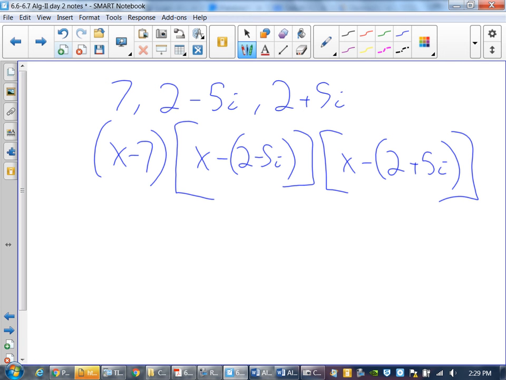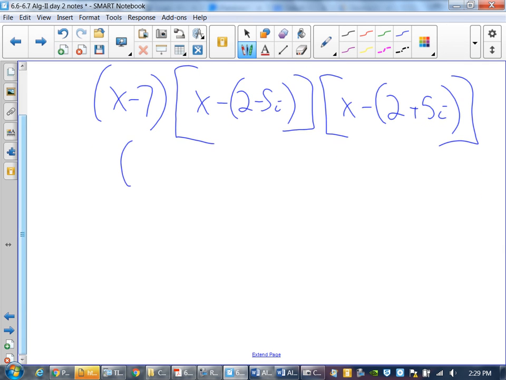Well, if your zero is 7, what's your term? x minus 7. If negative 4 was your zero, it would have been x minus negative 4. We just wrote it as x plus 4. The same rules apply for imaginaries. They just look uglier. Okay? So, just keep going.